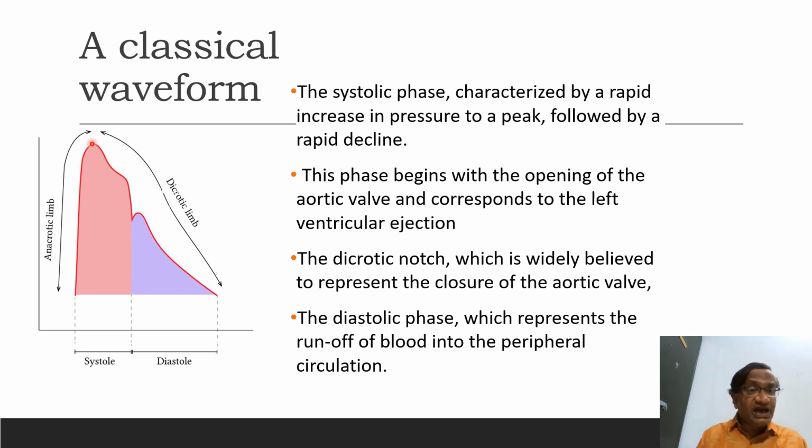But people believe it should be anacrotic. First, they called this anadicrotic, dicrotic and anadicrotic. Then they removed this and said anacrotic and dicrotic. That is how it became. This is the systole and this is the diastole.